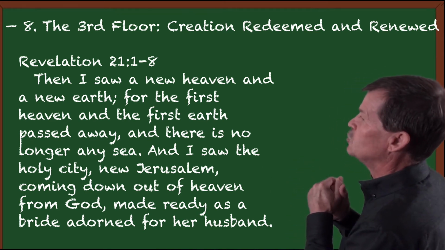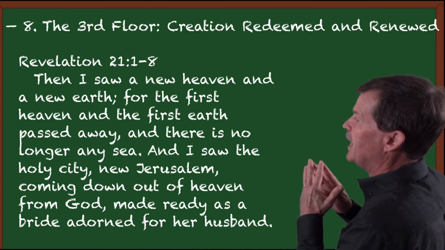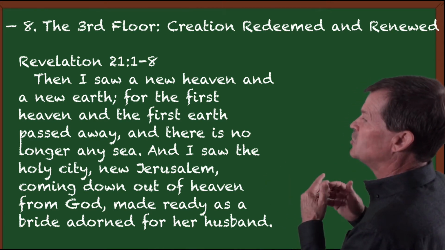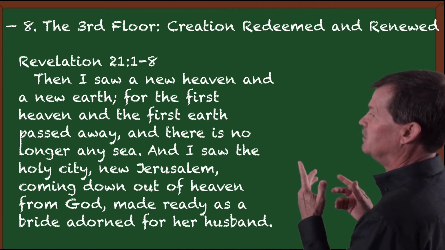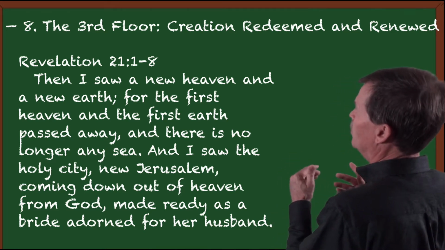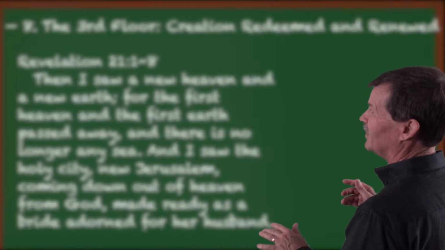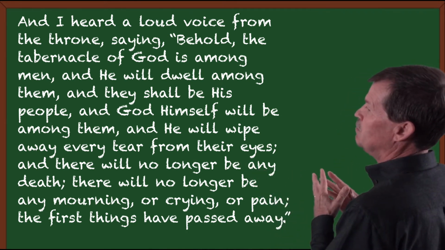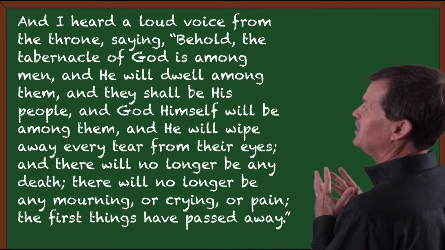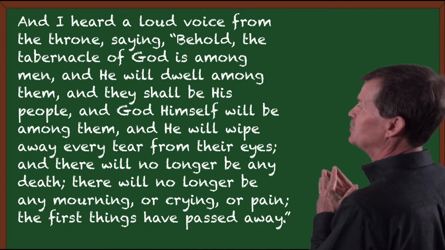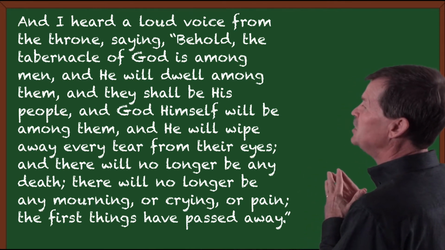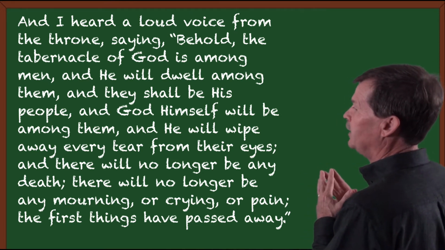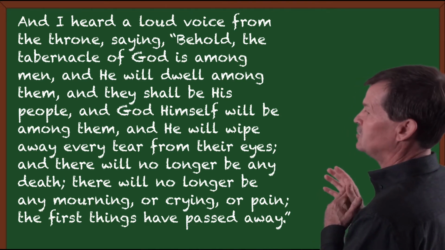Revelation 21, verses 1 through 8 says, "Then I saw a new heaven and a new earth, for the first heaven and the first earth passed away, and there is no longer any sea. And I saw the holy city, New Jerusalem, coming down out of heaven from God, made ready as a bride adorned for her husband. And I heard a loud voice from the throne saying, Behold, the tabernacle of God is among men, and he will dwell among them, and they shall be his people, and God himself will be among them, and he will wipe away every tear from their eyes. And there will no longer be any death. There will no longer be any mourning or crying or pain. The first things have passed away.